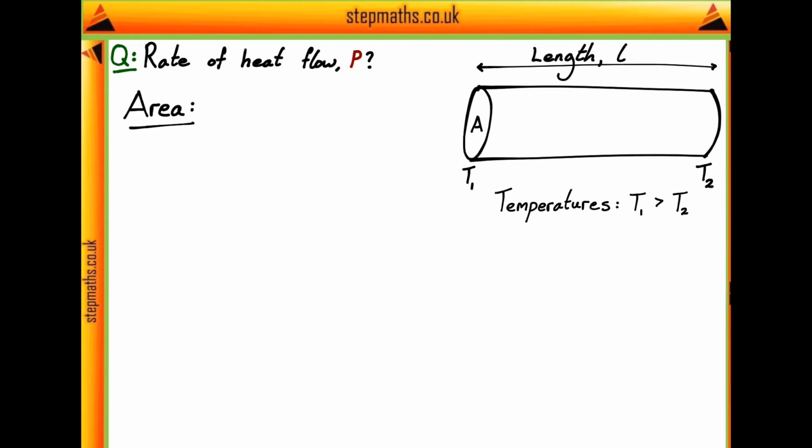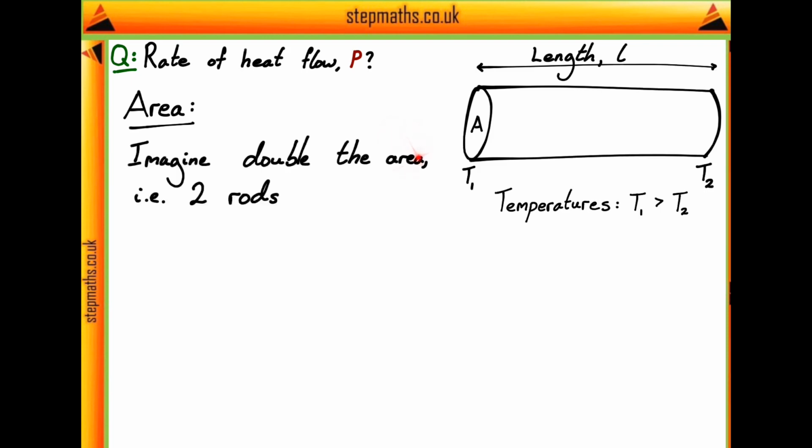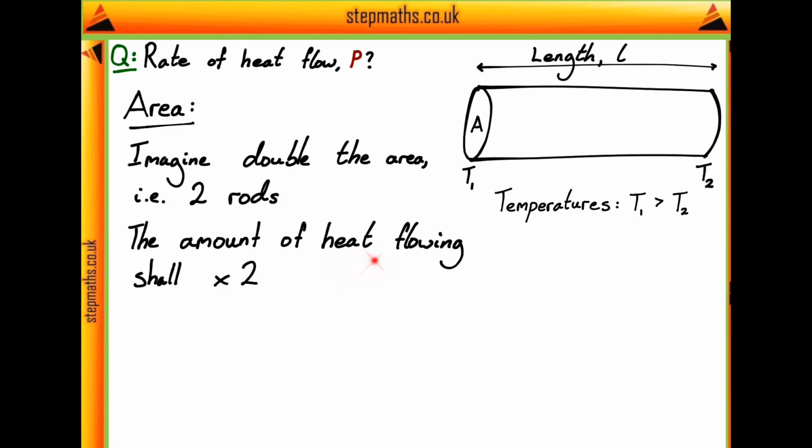Next up, we can think about the area of our rod. One nice way to do this is to think about two rods next to each other, because in this case we're going to have double the area. If we had one rod with another rod next to it, both with one end at temperature T1 and the other end at temperature T2, then we would expect double the amount of heat to be flowing, because one rod would be transferring heat at the rate it was before, and the other rod would be transferring the same amount of heat. So doubling the area doubles the amount of heat flow, and therefore the rate of heat flow. So we would expect our rate of heat flow to be proportional to our area.